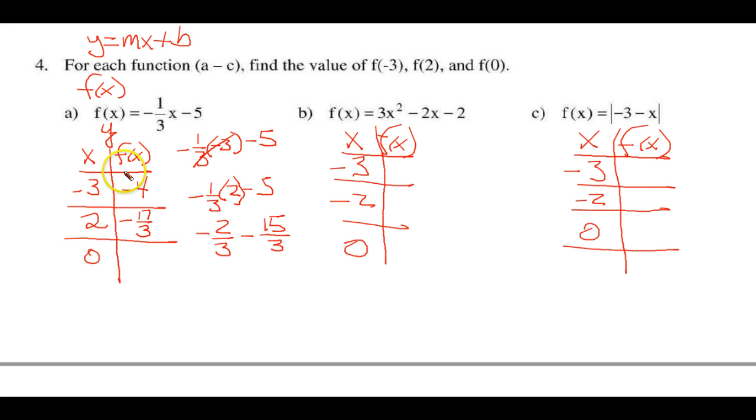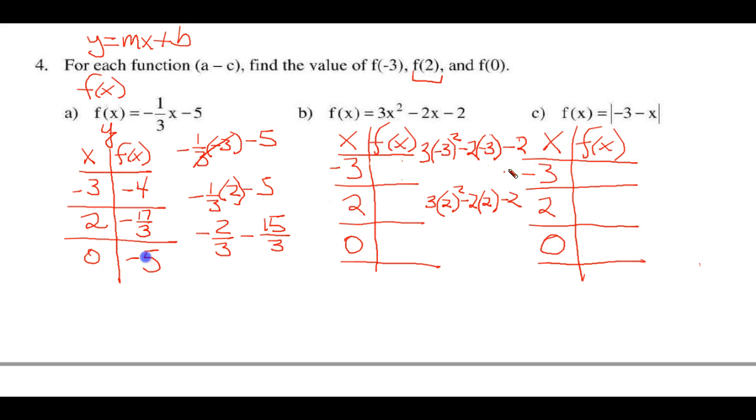And this one's easy. If x is a 0, this just becomes a negative. So I had miscopied, as I said. Have it correct now. Let's check this out. So negative 3 squared is going to be 9. 3 times 9 is 27. Now a negative times a negative is a positive. So this will be a positive 6 minus 2. So this will be a 4, and this becomes a 31.